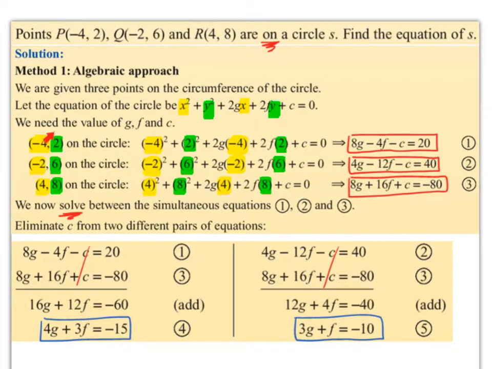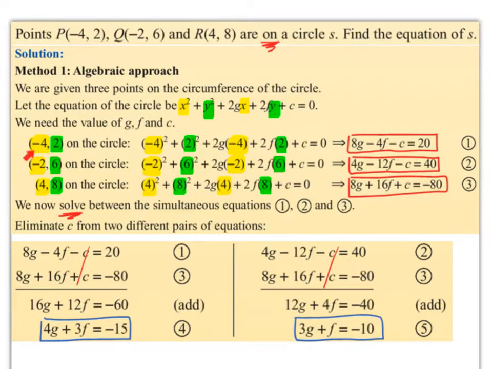So (−4, 2) is on the circle. So we swap each x for −4 with brackets, and we swap each y for 2 with brackets. We multiply out the brackets and we simplify. We end up with 8g − 4f − c = 0. Bring any constants over to the right. Here we have equation 1 in terms of g, f and c.